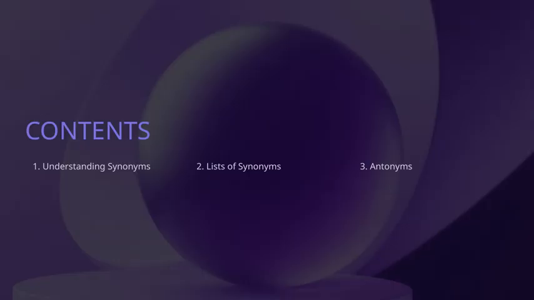Let's take a closer look at the contents of this presentation. First, we have understanding synonyms. Here, we'll explore what synonyms are and why they matter in our language. Next, we move on to lists of synonyms, which will help us see how words with similar meanings are grouped and used in different contexts. Finally, there's antonyms, the words that have opposite meanings, which are just as important for developing a well-rounded vocabulary.